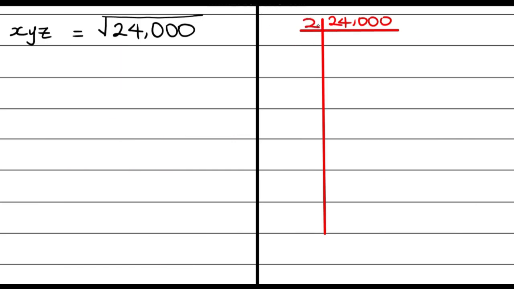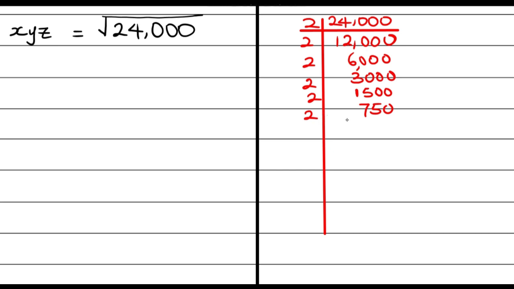If we start by saying 2, 24,000 divided by 2 is going to be 12,000. Then we continue with 2. We have 6,000 here. Then we continue with the same 2. We have 3,000 here. We still continue with 2. We have 1500. Let's continue with 2 here. What are we going to have? We have 750 here. Continue with 2. What are we going to have? 375.